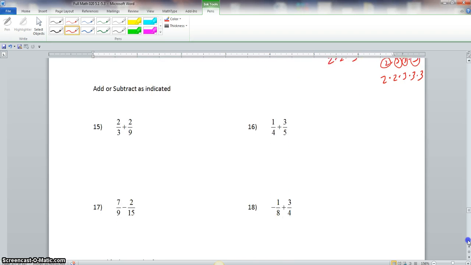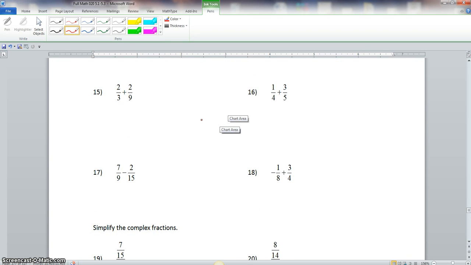Now we want to go down here. Now we have the fractions that have different denominators. So what we have to do here, again, is prime factorization. We have 3 and 9. 3 is prime, 9 is not. The prime factorization of 9 is 3 times 3.